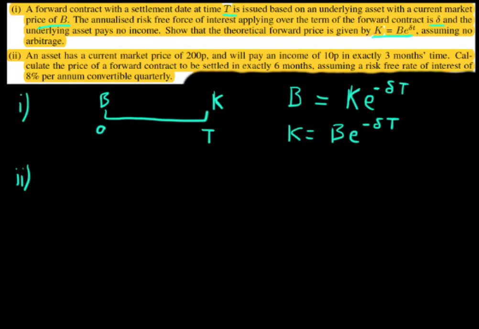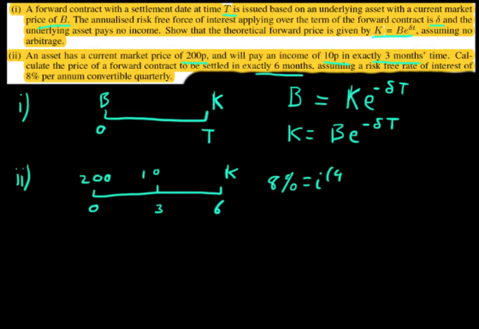So an asset has a current market price of 200 pence, and it's going to pay an income of 10 pence in 3 months' time. So what is the forward price of the contract, which is going to be settled in exactly 6 months? So if we're looking over here, we have 6 months, we have 3 months, 0 months. So at time now it's worth 200. We're going to be receiving an extra 10, and in 6 months we can pay some amount K, which we would have agreed on at this point. So what is that? Assuming a risk-free rate of interest, which is 8% convertible quarterly. So that is i to the 4.